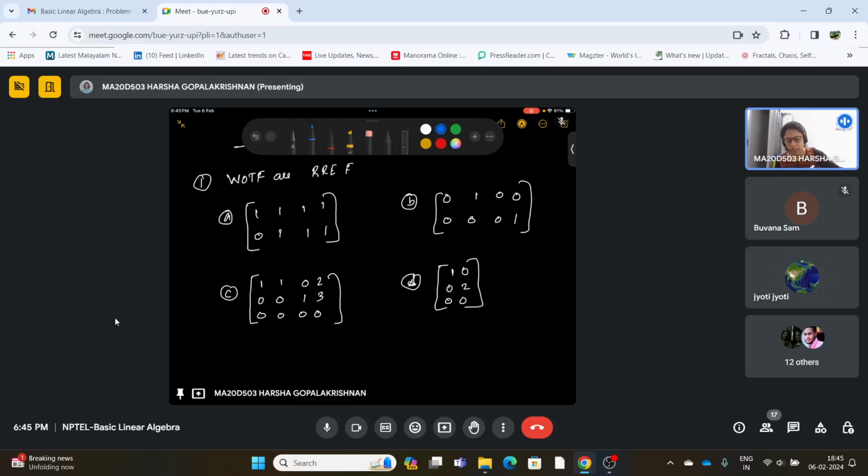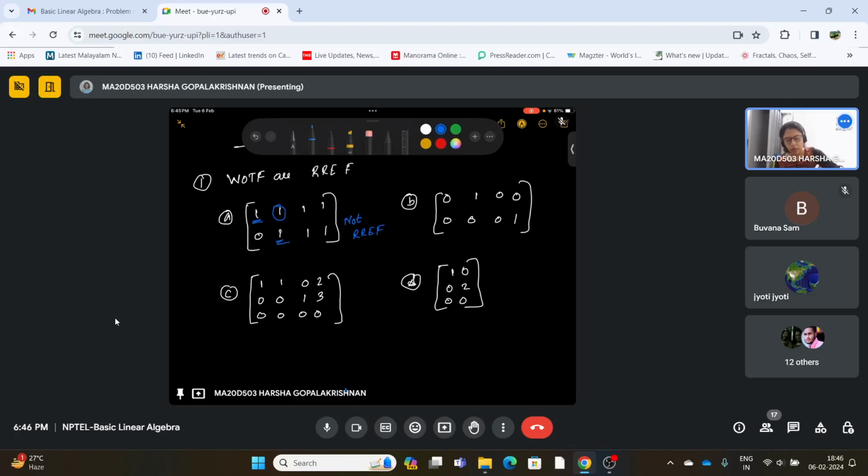Here, the pivot in the first row is this one, and in the second row this is the pivot element. In the reduced row echelon form, the column containing any pivot should have all other entries 0. But here in the second column the second element is a pivot, and the element above it is a non-zero element, so it is not in row reduced echelon form.